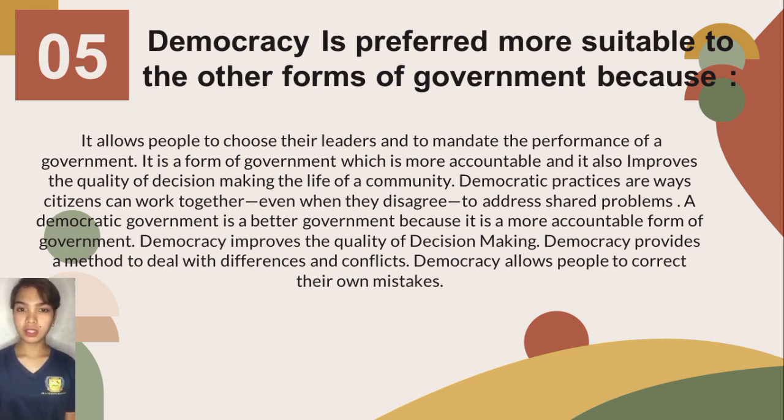In the life of a community, democratic practices are ways citizens can work together, even when they disagree, on other shared projects. A democratic government is a better government because it's a more accountable form of government. Democracy improves the quality of decision making. Democracy provides a method to deal with differences and conflicts. Democracy allows people to correct their own mistakes.